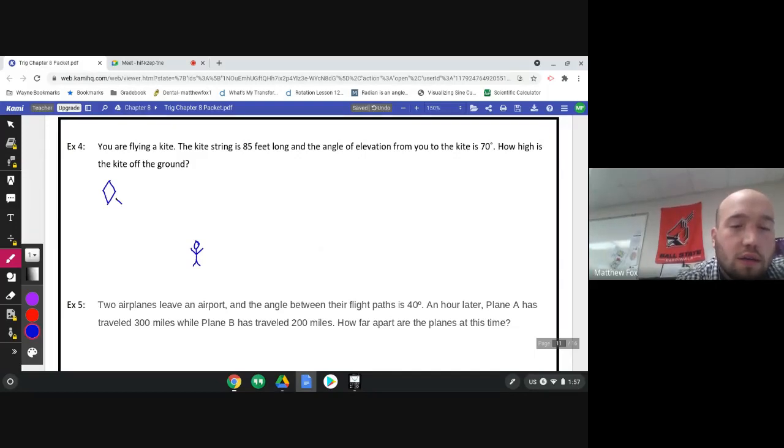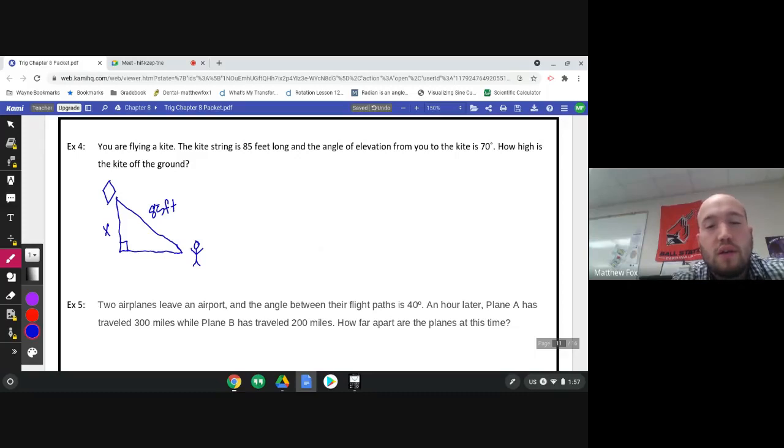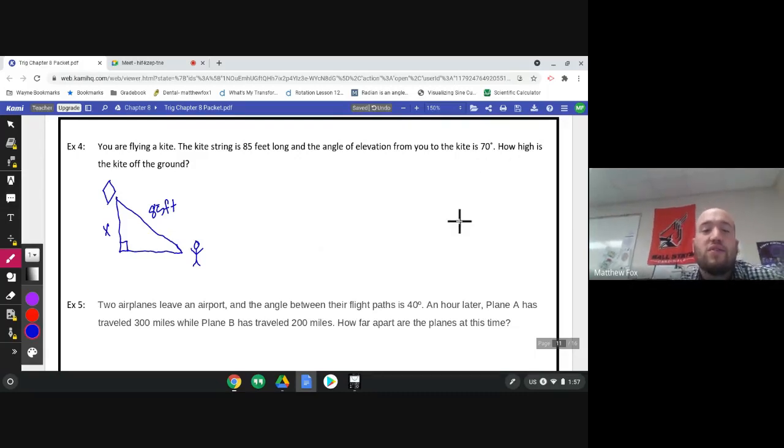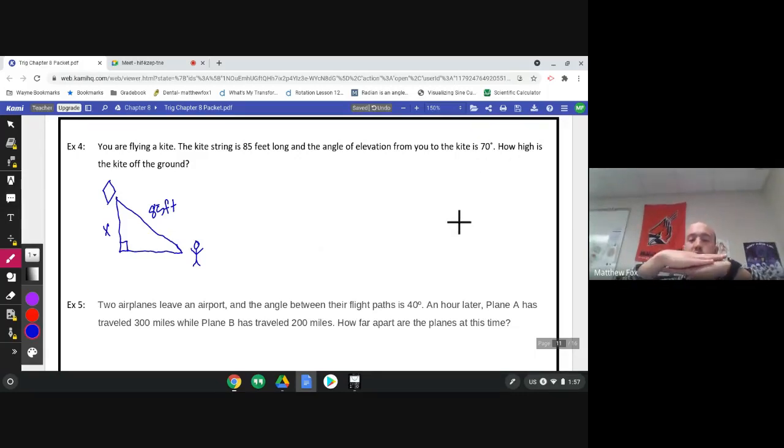Now the kite is, let's see, it says 85 feet long for our kite string. And we want to know how high it is. So what is that? Okay. Meanwhile, we know this is a right angle formed. It says it is an angle of elevation of 70 degrees. So if we look at my picture here with the hands, angle of elevation is the angle above horizontal. Okay, so 70 degrees, that will go over here, 70.